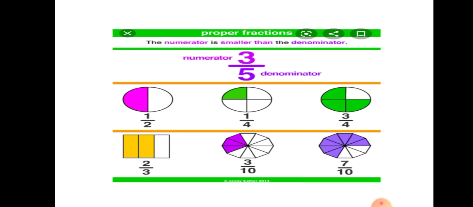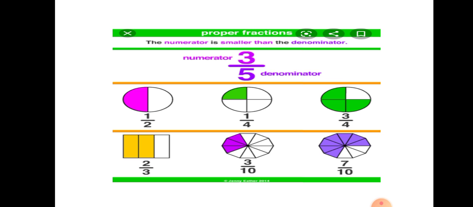Next is proper fractions. A fraction whose denominator is greater than the numerator is a proper fraction. For example, 3 by 5. Now 3 is a numerator and 5 is a denominator. Now numerator is smaller than the denominator. So these type of fractions are known as proper fractions.